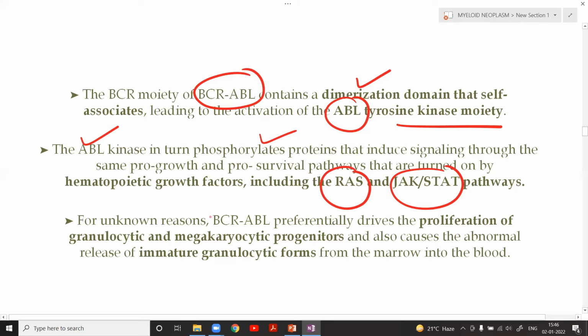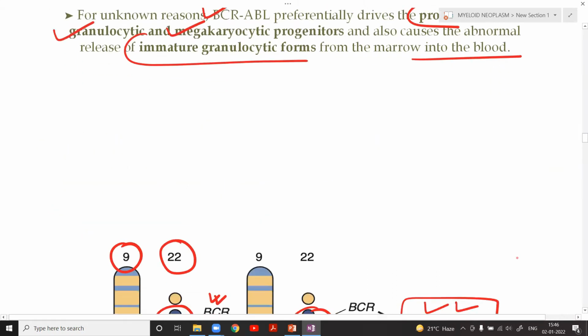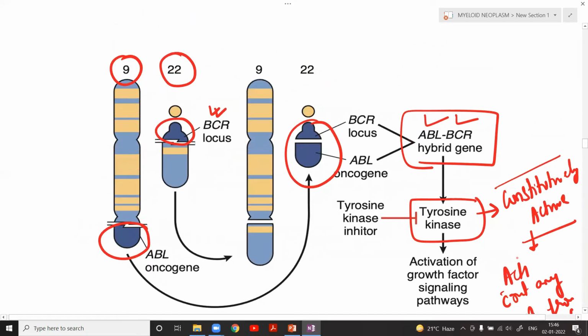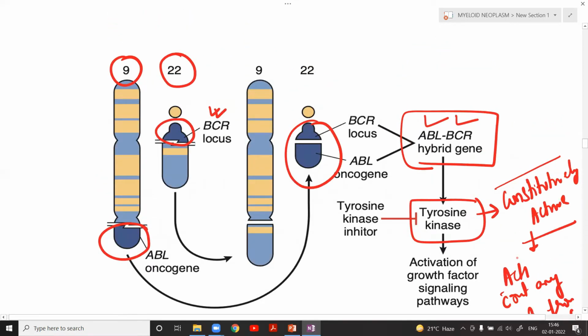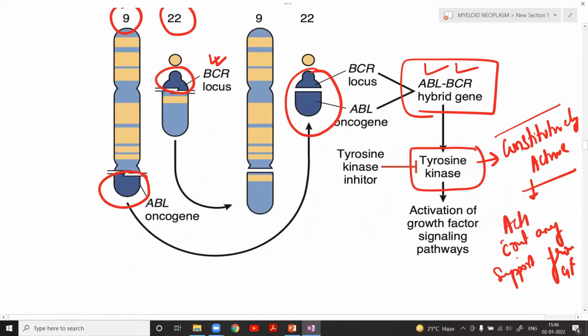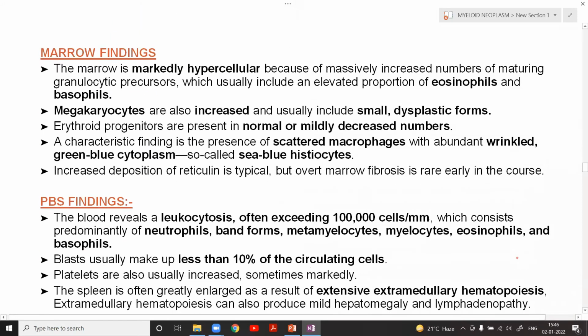Now, for unknown reasons, remember BCR-ABL preferentially causes proliferation of the granulocytic and megakaryocytic series, and it also causes abnormal release of immature granulocytes from the marrow into the blood. So this is the basic thing that we see in case of CML. I hope the basic pathogenesis of CML is very clear to everyone. Okay, let us come to the morphology.